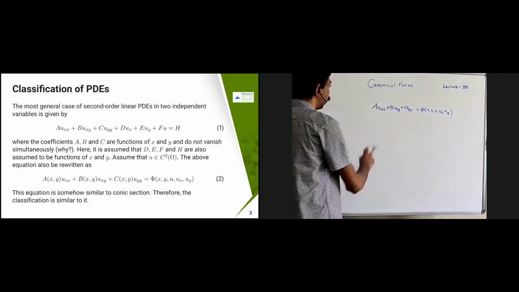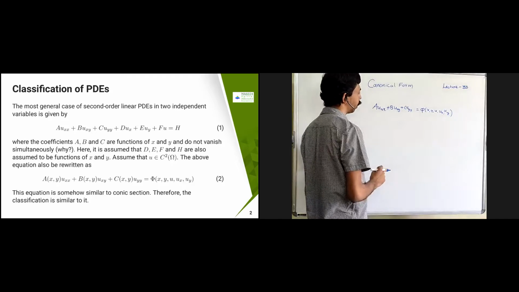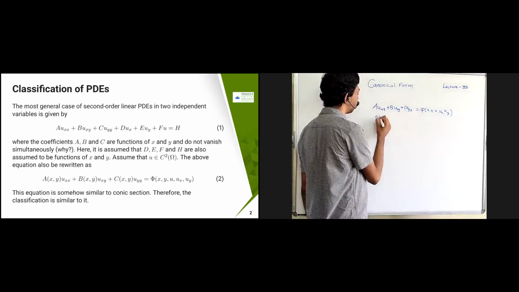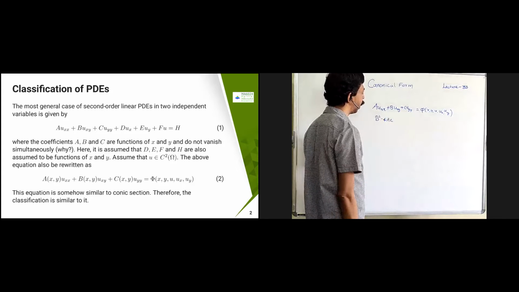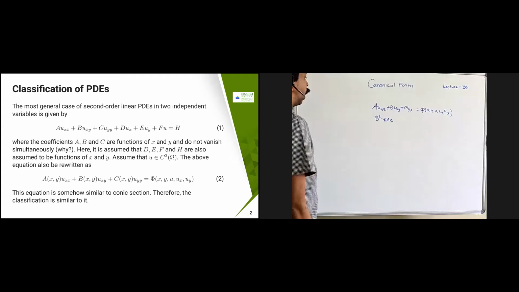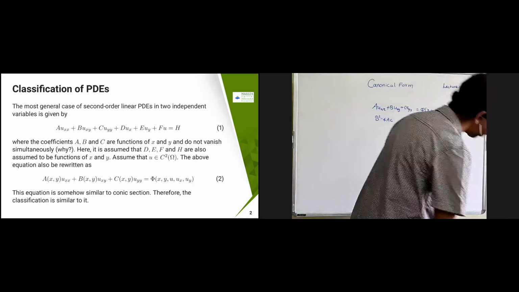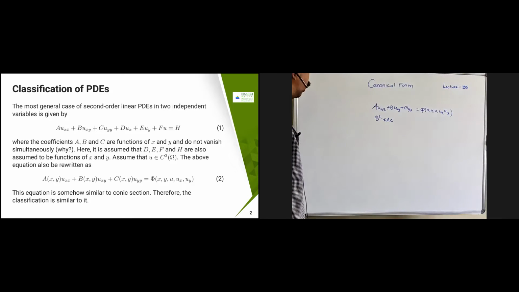Based on this one, A, B, C, we classify this as hyperbolic, parabolic, and elliptic. So we have b square minus 4ac, which is the discriminant of the PDE. If it is greater than 0, then we call that hyperbolic, equal to 0 means parabolic, less than 0 means elliptic. So that's what we have seen so far.